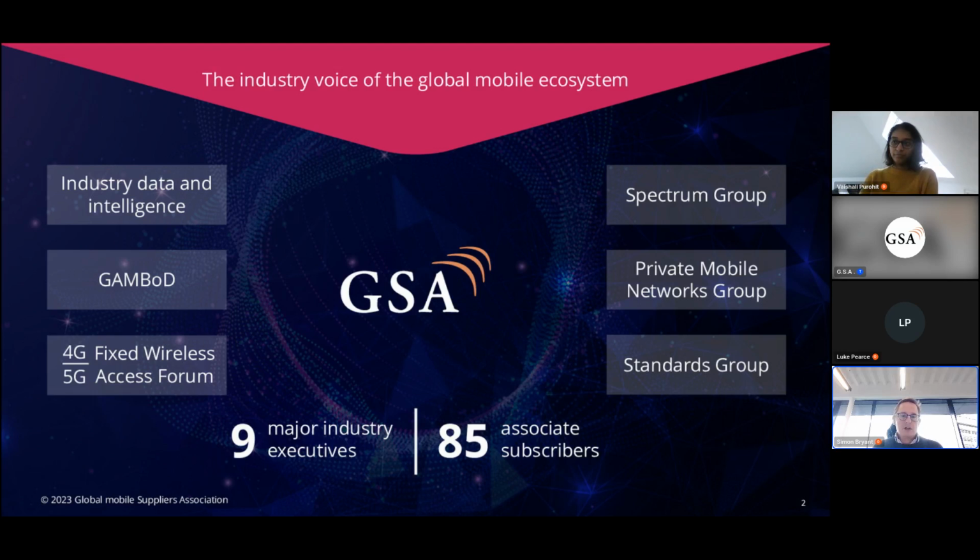Before I hand over to Vishali, I'd just like to give you a brief introduction to GSA, or the Global Mobile Suppliers Association, as you might know it. GSA has represented the global mobile ecosystem since 1998. We're made up of 9 major industry executive companies and nearly 90 associate companies, which includes a wide mix of companies, including manufacturers, silicon vendors, regulators, analysts, and operators.